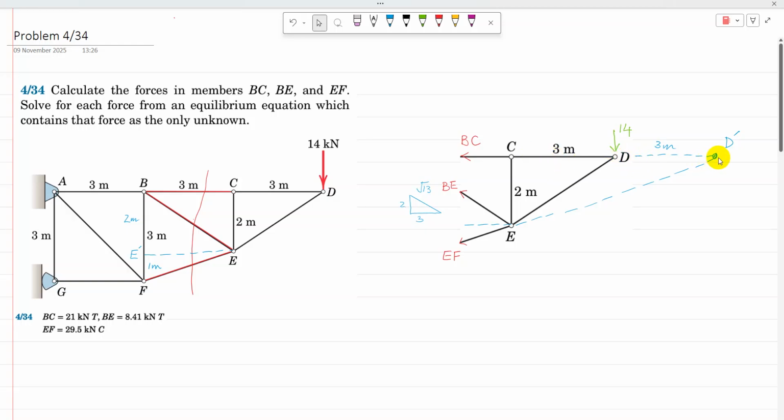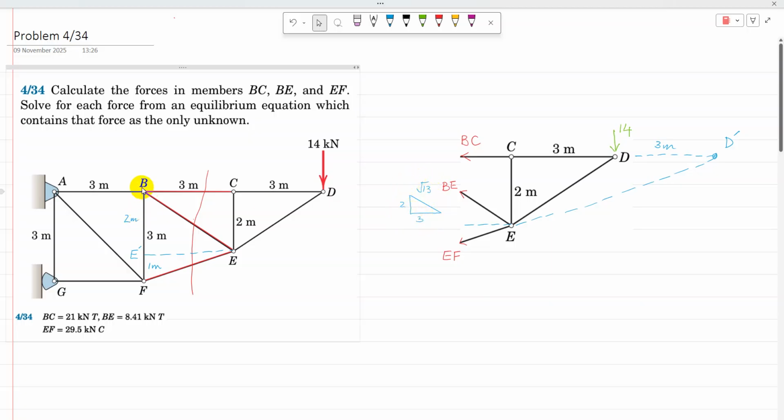Now if I extend CD beyond D, and extend EF beyond E, they are going to meet at a point which I'm going to call D prime or D dash. Using the similar triangle rule, the distance D to D dash comes as 3 meter. If I take moment about point D dash, the lines of action of BC and EF both pass through it. So by taking a moment about point D dash, you are going to eliminate BC and EF.